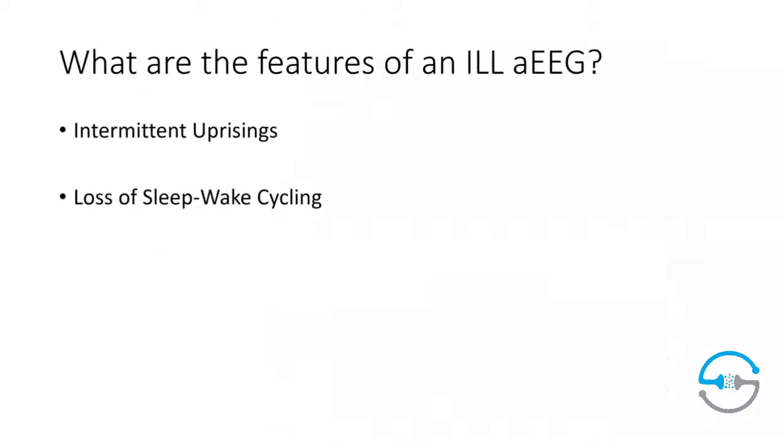So when we have loss of sleep-wake cycling, there are a few reasons why that happens. The number one reason I see is medications, right? Would be the number one thing that we see. The second more common thing that we see is chronic hypoxia causing a dysregulation of the sleep cycling. I see this a lot in the cardiac babies.